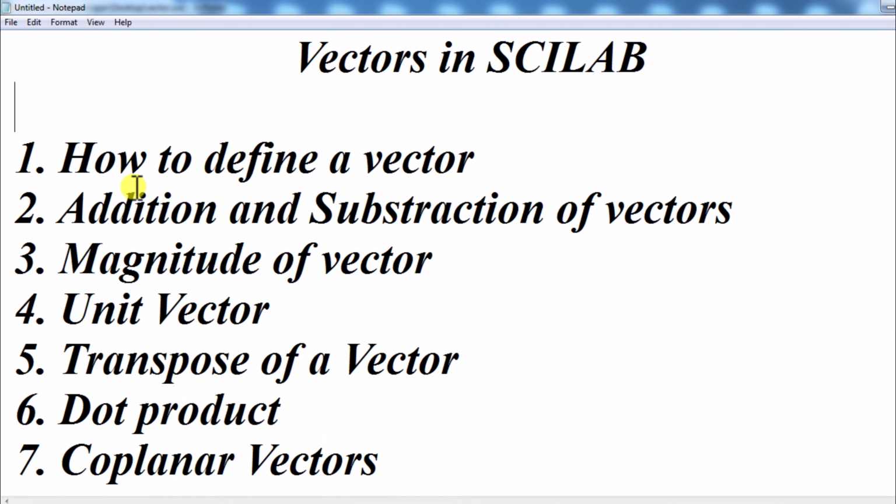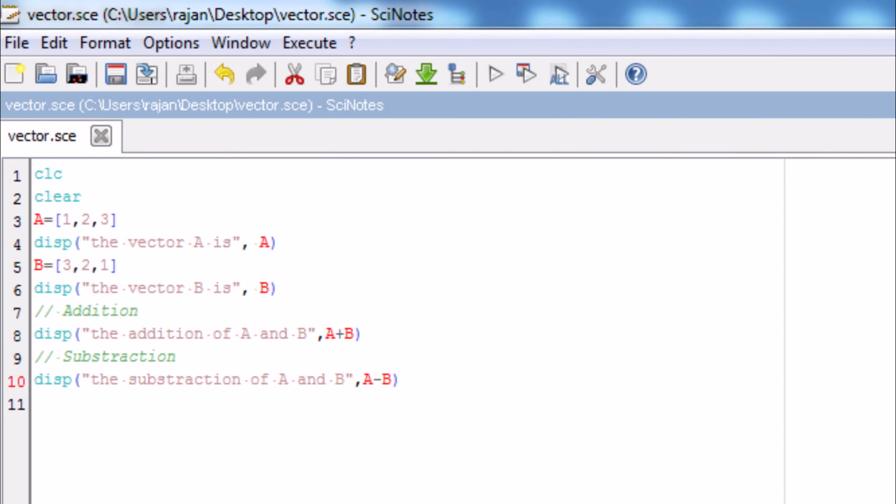What is that? Magnitude of vector. So how do we calculate the magnitude of a vector? Suppose I have a vector A which has AX equal to 1, AY equal to 2, and AZ equal to 3. Now the magnitude of a vector is calculated by taking the square root of AX square plus AY square plus AZ square. And in Scilab we have a command which will do this in a single line.